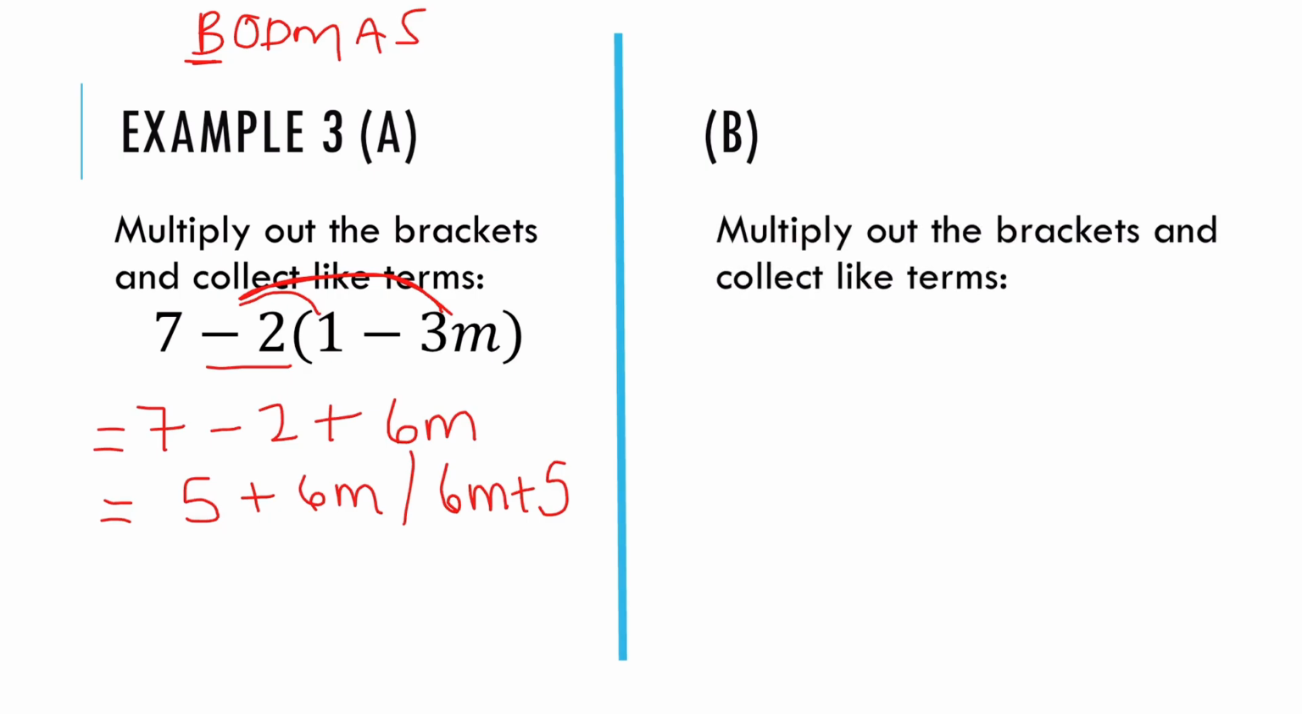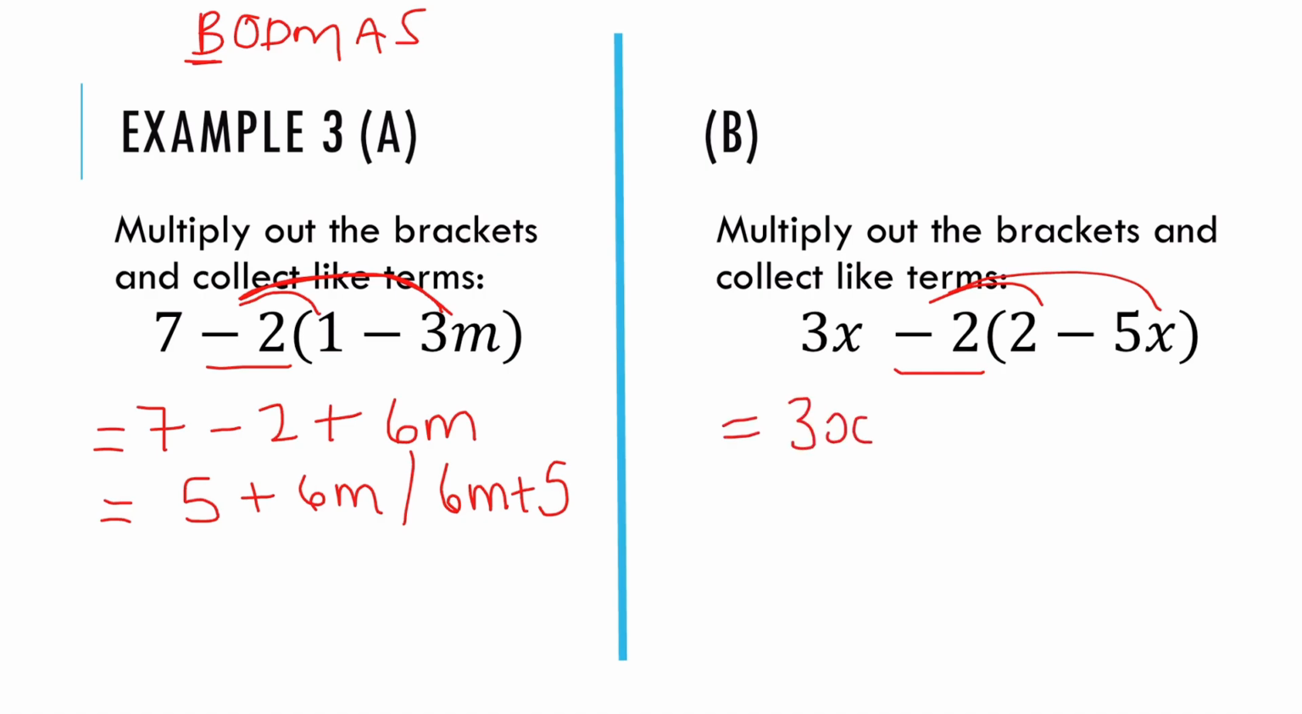In part B, the same idea, we need to remember BODMAS. So even though the bracket's at the end, the bracket being multiplied by the negative 2 is what we're going to do first. And we're going to leave the 3x alone just now. So I've got negative times a positive gives me a negative. 2 times 2 is 4. Negative times a negative gives me a positive. 2 times 5x is 10x.